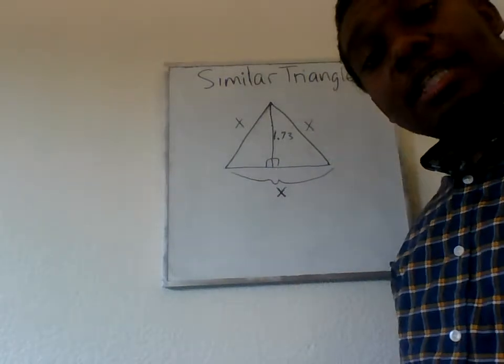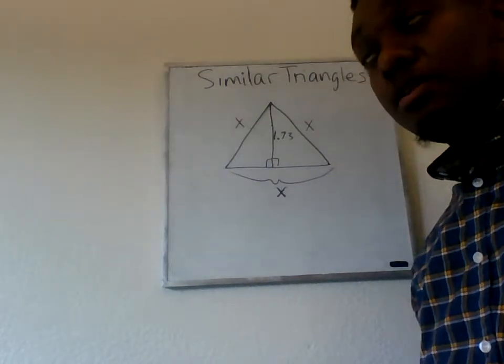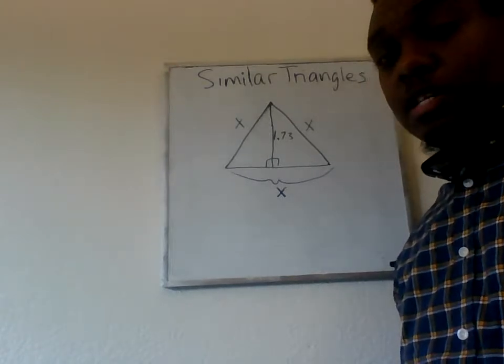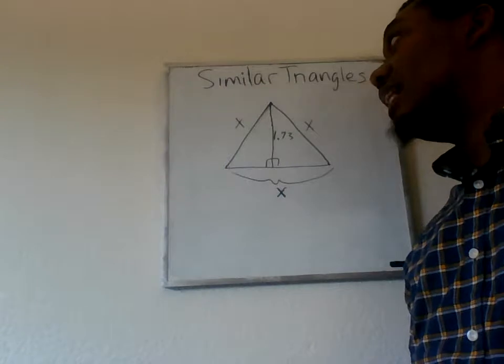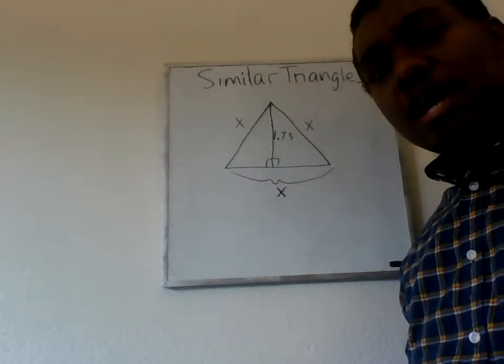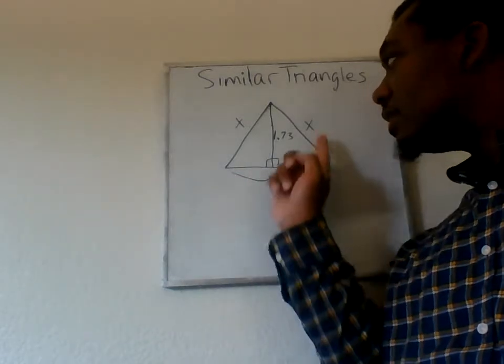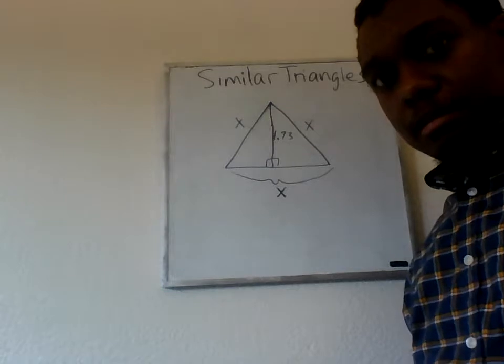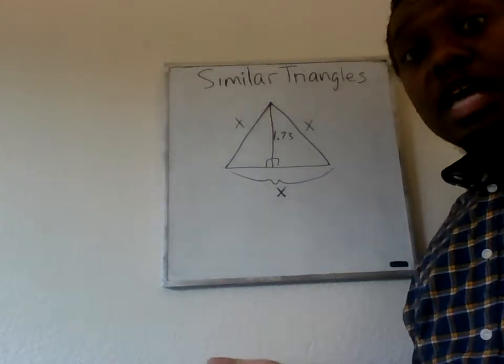Hello. So the next application that we're going to look at with similar triangles actually has to do with congruent triangles. So what we have here is an equilateral triangle. How do I know it's equilateral? Well, I said that this side is x, that side's x, and that side's x. Well, if they're all x, then they all have to be equal, meaning they're equilateral.